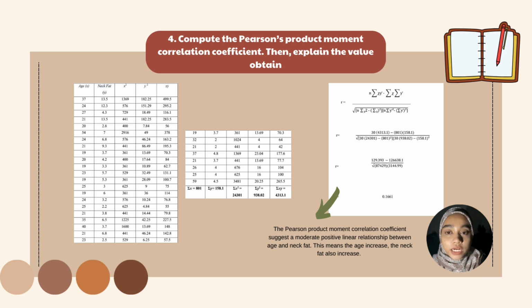The sum of Y is 158.1, X squared is 24,300, Y squared is 938.02, and XY is 4,313.1. After getting them all, the sum totals will be used in the next calculation. As you can see, the formula is used to interpret the strength of the correlation coefficient. From the result of the calculation that I found, it is a weak positive correlation, which is 0.1661.